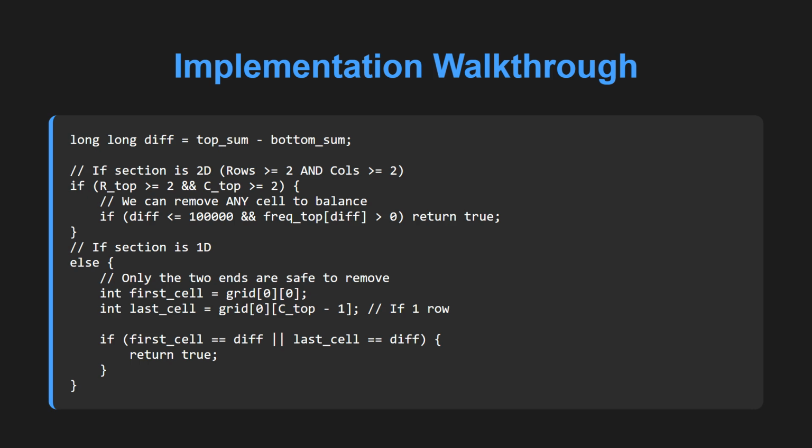If the top section has at least two rows and at least two columns, it's a 2D grid. We can safely remove any cell, so we simply check if frequency_top of the difference is greater than 0. But if the top section has only one row or one column, it's a 1D line. We cannot use the frequency array anymore. Instead, we must explicitly check only the boundary cells. We check if the very first cell or the very last cell of that 1D section equals the difference. We repeat this logic for the bottom section, and then we run a completely symmetric vertical sweep from left to right. This clean logic handles all edge cases gracefully.